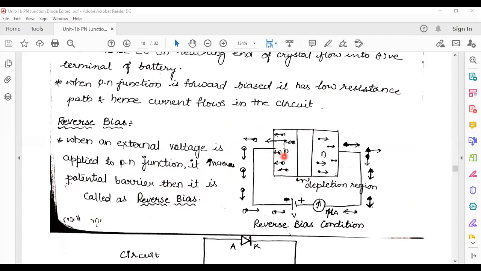These holes are positive charge carriers. These holes are attracted towards the negative terminal of the battery, and these electrons are negative charge carriers. These are attracted to the positive terminal of the battery. Then there is a drastic increase in the potential barrier level here. The resistance across this junction is maximum and the flow of current is minimum. Here the ammeter I am placing is in the microamperes range. Let it be, this is the flow of holes and electrons here.